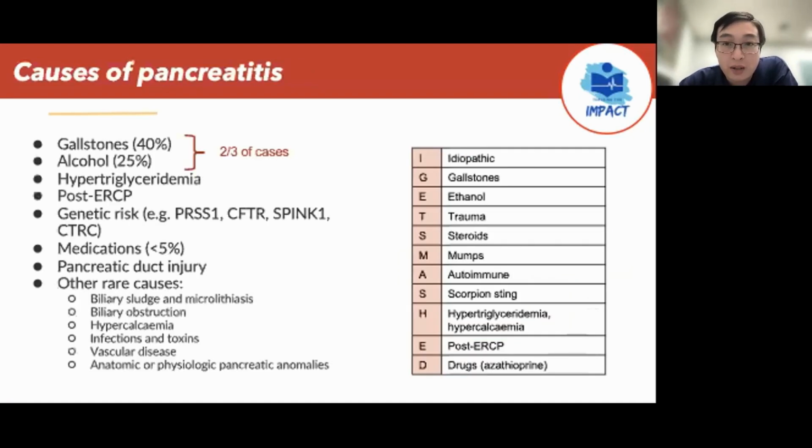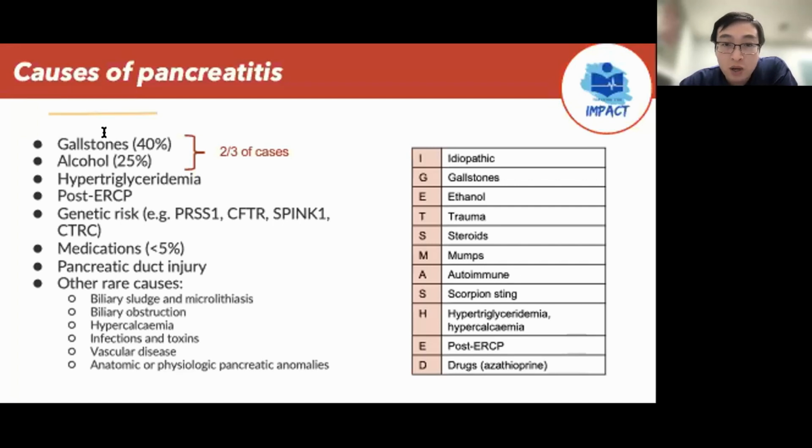And just a quick word about causes of pancreatitis. I know there's this I GET SMASHED mnemonic. I don't really like this mnemonic because it's way too long, and I can never remember what each of them stands for. And there are also some really irrelevant ones like scorpion sting that no one really thinks about. So I think on the right, I've ordered them in terms of frequency. Gallstones and chronic alcohol use are probably 2 of the most common causes of pancreatitis. Together, they account for 2/3 of cases.